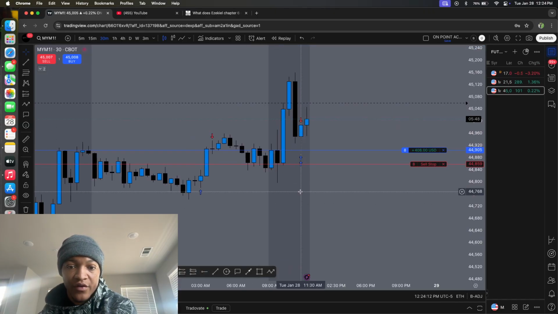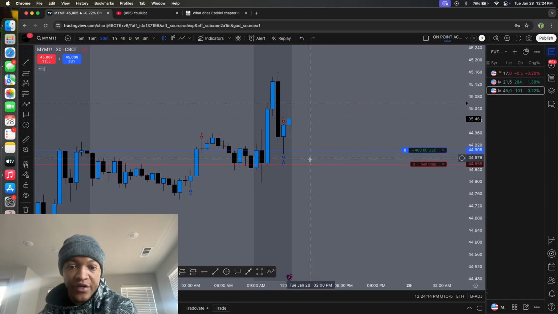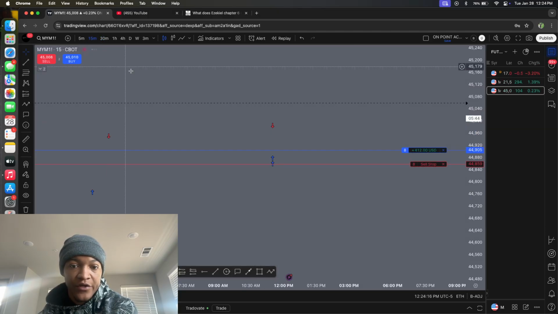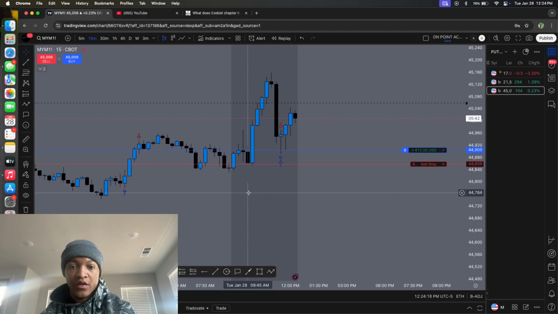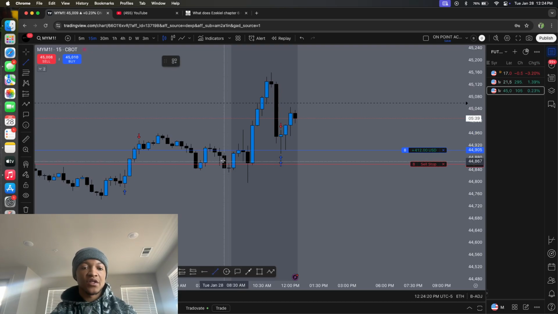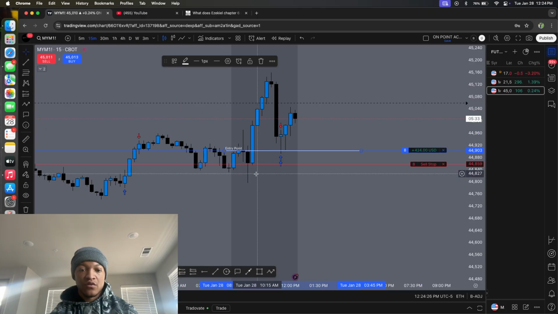So if I get rid of all this, I'll show you guys why my entry came down from here. I took my entry off the 15-minute time frame, and as you can see, this is a much cleaner example of my strategy. We had this resistance area that was broken, which I was going to use as my entry point if price decided to come back.